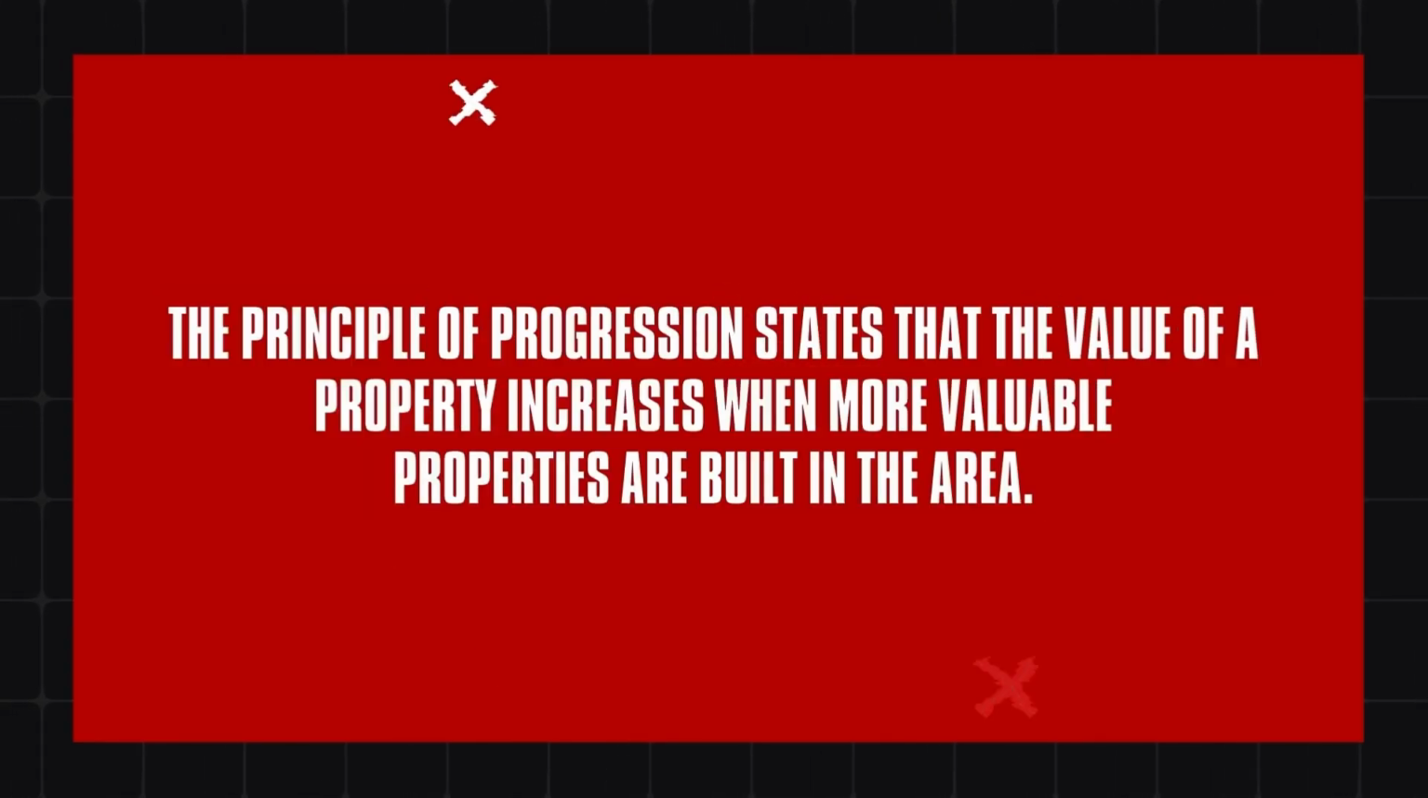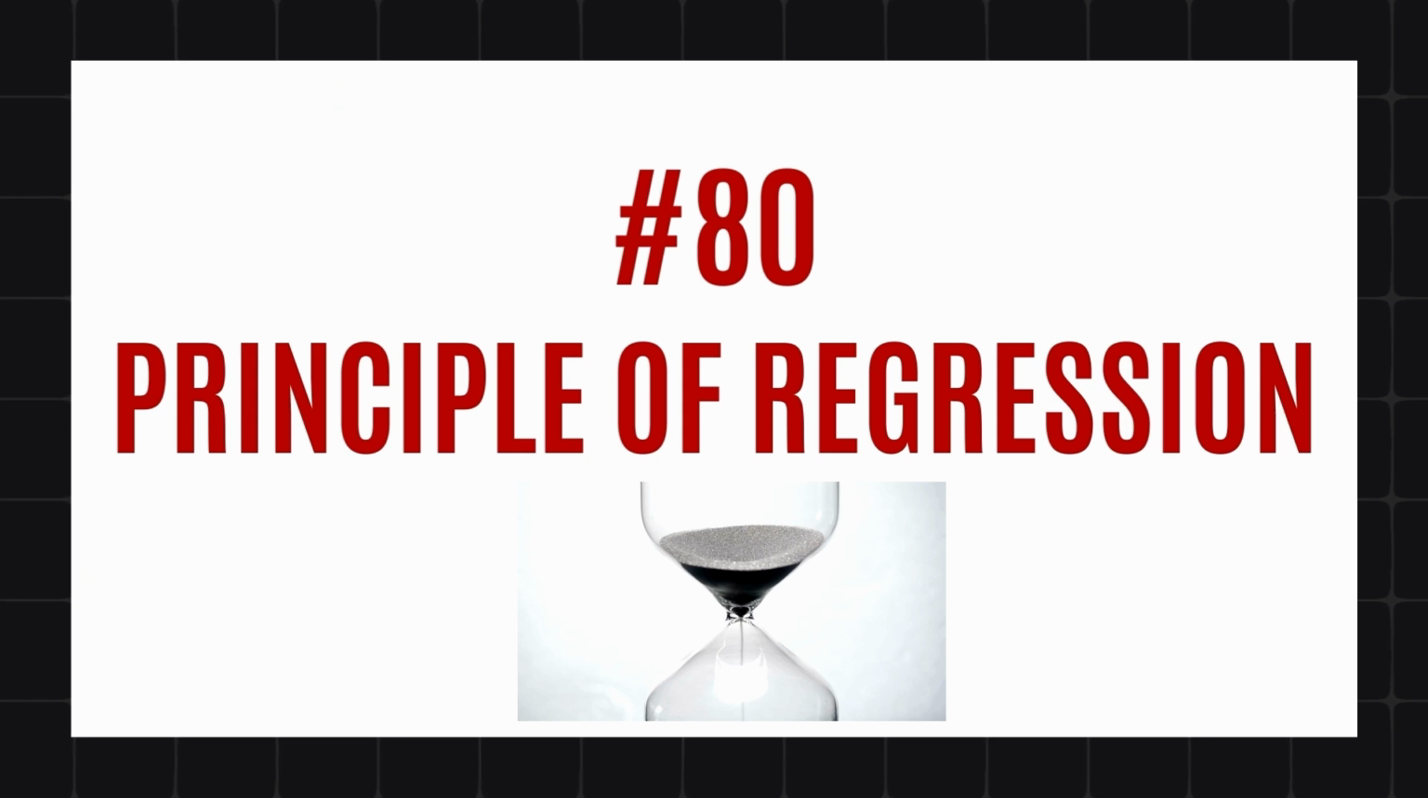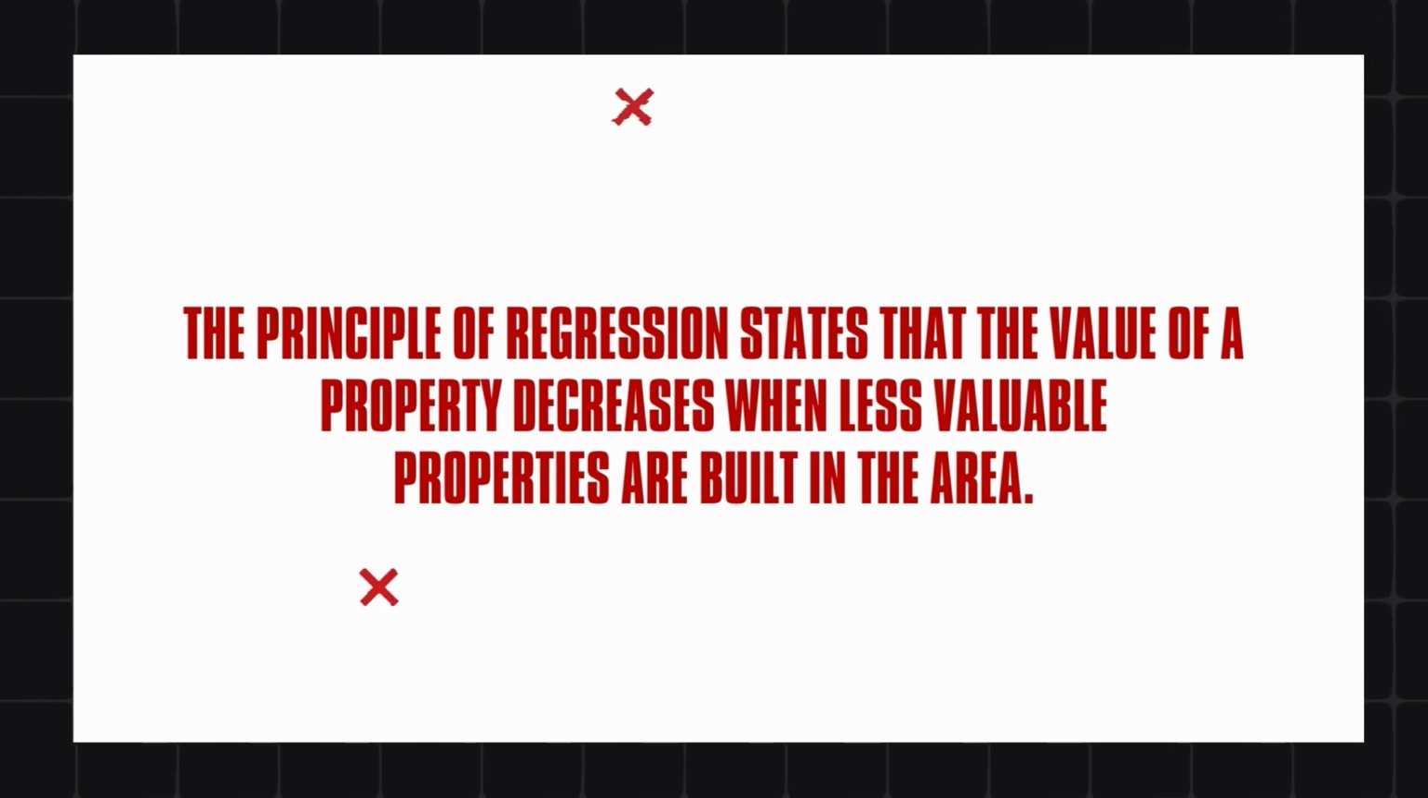The principle of progression highlights that a property's value tends to rise when higher value developments emerge in its vicinity, reflecting the influence of neighborhood improvements on real estate worth. Here comes the misbehaving little brother of principle of progression, principle of regression. The principle of regression posits that a property's value may decline when lower value developments are introduced in its surrounding area, reflecting the impact of neighborhood changes on real estate worth.